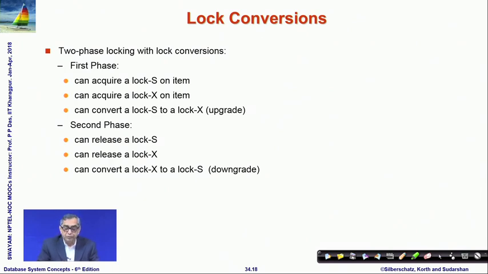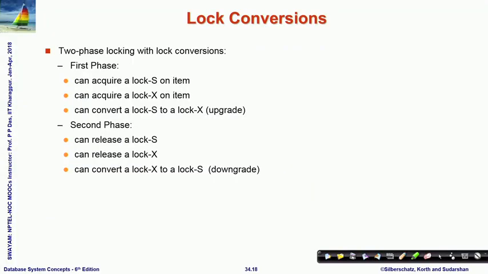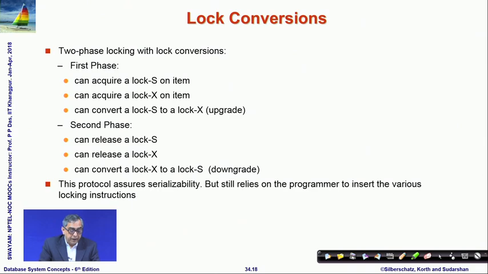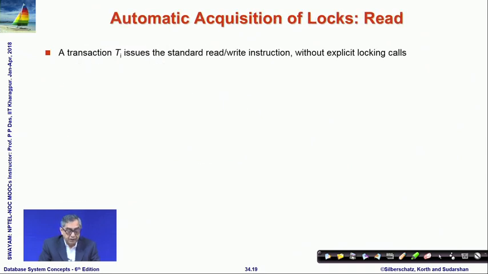So, you can downgrade. You can understand that upgrade and downgrade are strategies to impose only that much restriction on others as you need, and to allow others to access the data in the best possible way. This protocol again assures serializability, and it certainly depends on the programmer how the programmer inserts the various locking instructions.